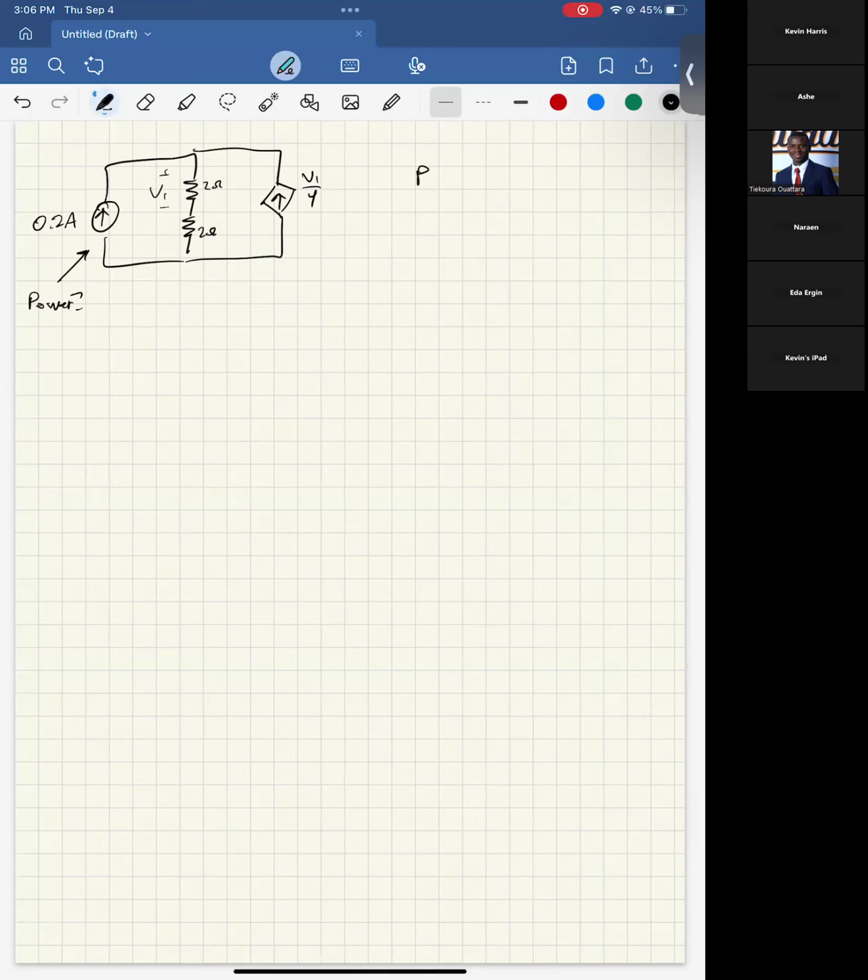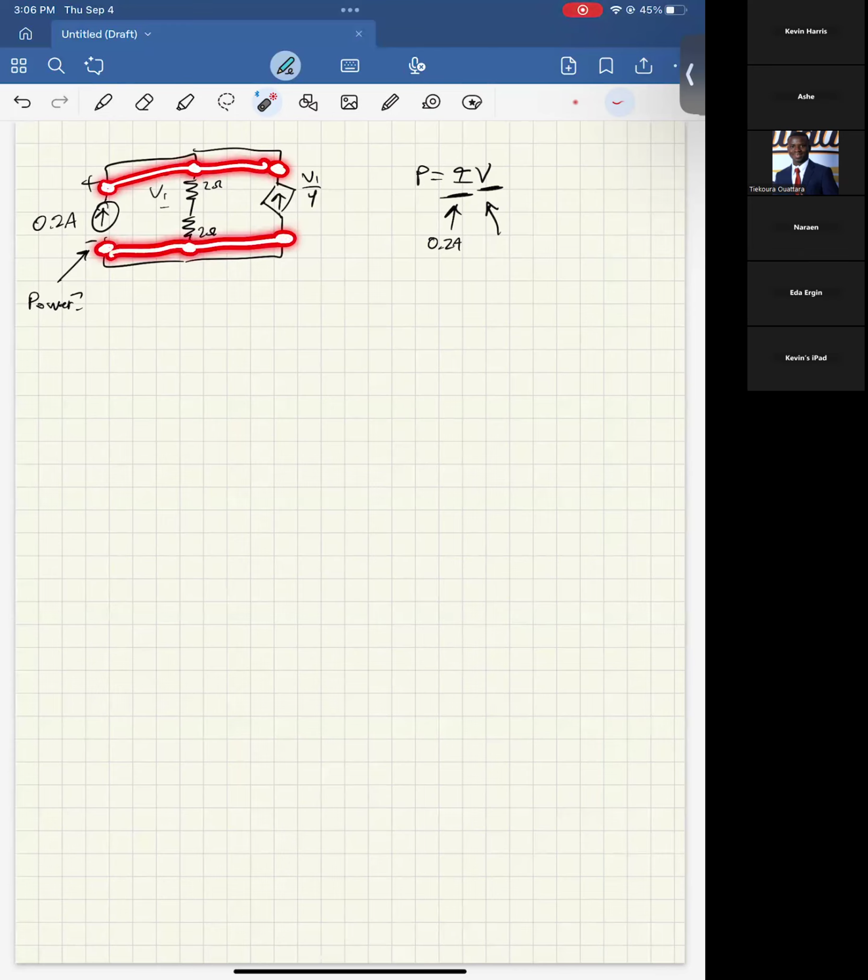If we remember, power equals current times voltage. So that means we are looking for the current and the voltage associated with this current source. We already have the current, it's just 0.2 amps. So we need to find this voltage. The nice thing about voltage is that if things are connected by a wire, then it's the same everywhere along the wire. So the voltage difference between these 2 points is the same as the voltage difference between these 2 points, and it's also the same as the voltage difference between these 2 points, because these are all connected by wires.